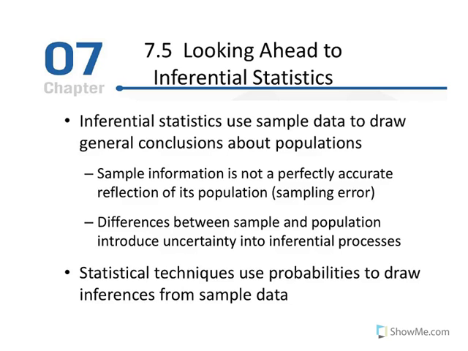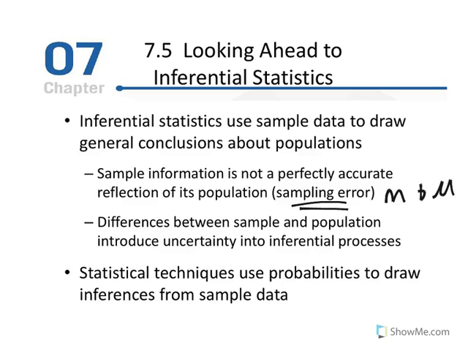So looking ahead to inferential statistics. Inferential statistics, as I have said many times, use sample data to draw general conclusions about populations. Sample information is not a perfectly accurate reflection or representation of its population. Again, we expect some difference, and that natural discrepancy or difference is referred to as the sampling error. And our job is to determine if the difference that we see between M and mu, right, is it due to sampling error, or is it due to statistical significance as a result of treatment or comparison of a quasi-independent variable?